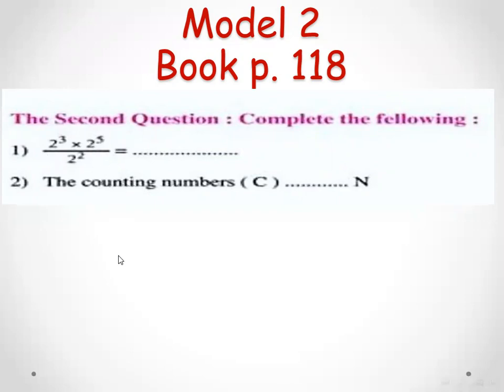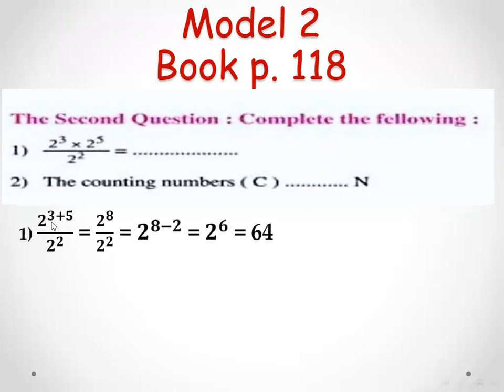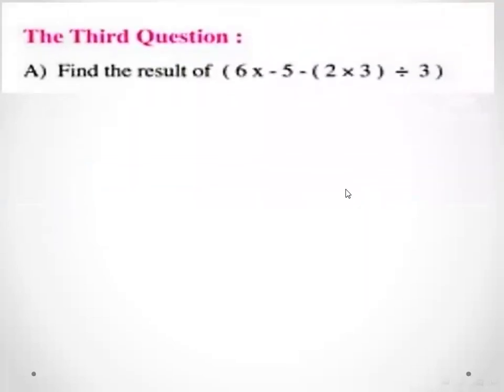I have the same base here. This means I'm going to add the powers for multiplication. 2 to the power 3 plus 5 equals 2 power 8, divided by 2 power 2. Same base, divide, so I'm going to subtract the powers. 2 power 8 minus 2 equals 2 power 6, equals 64. The counting numbers and natural numbers: it's a subset. Excellent.